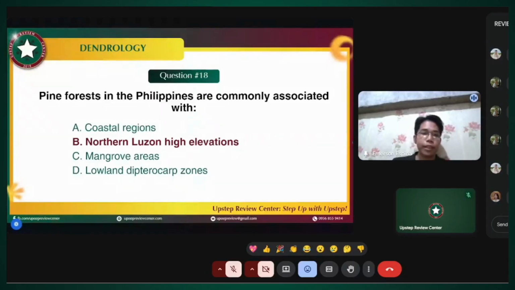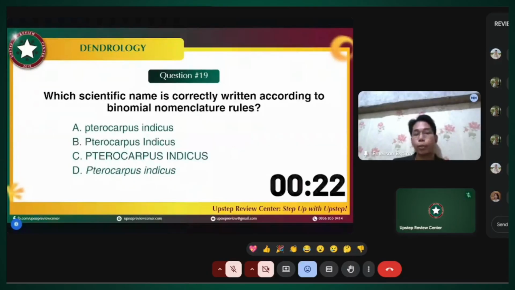And then moving forward, question number 19. Which scientific name is correctly written according to binomial nomenclature rules? I'm not going to read all of that. Just focus on what is the correct way.